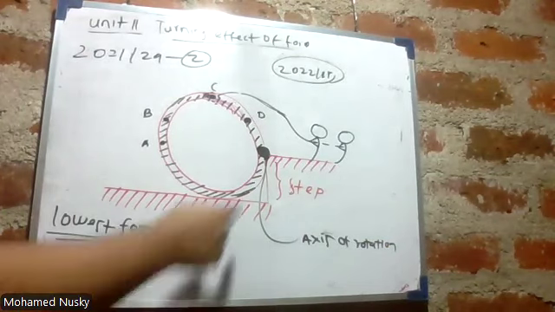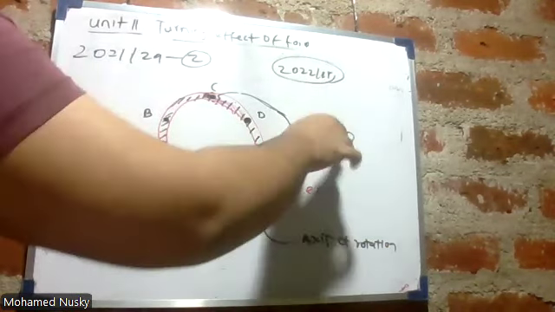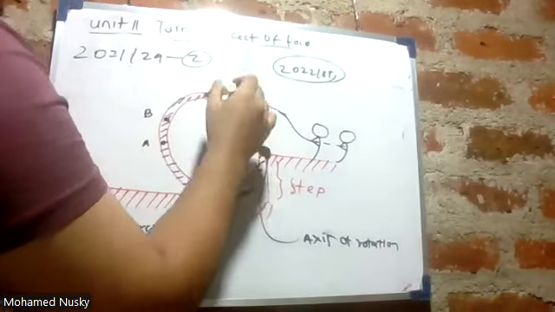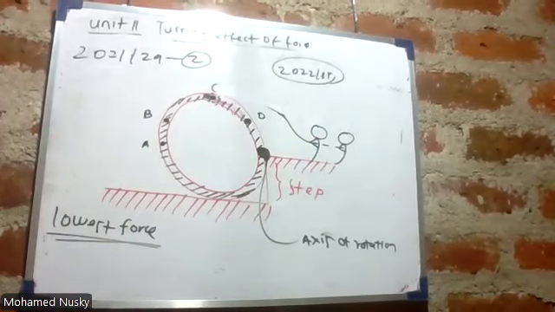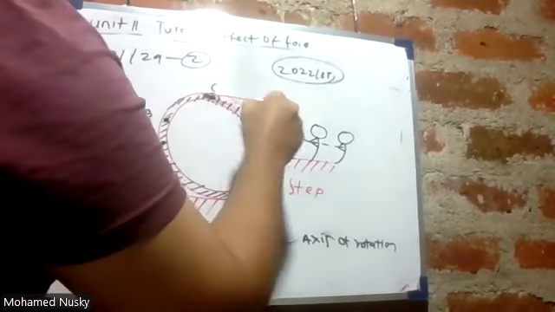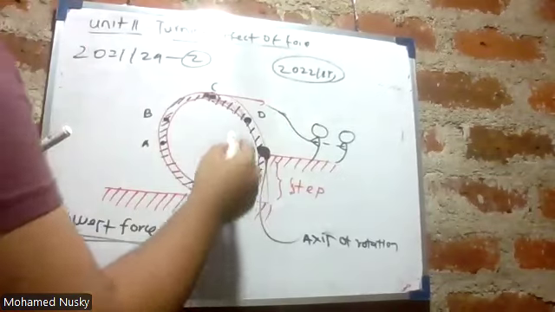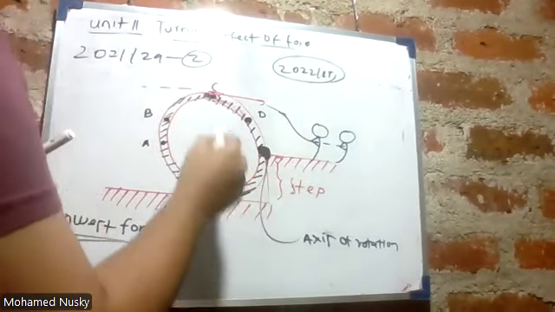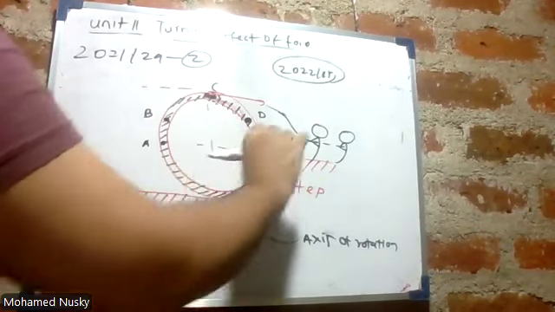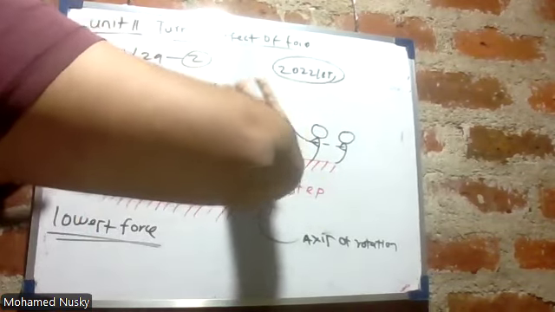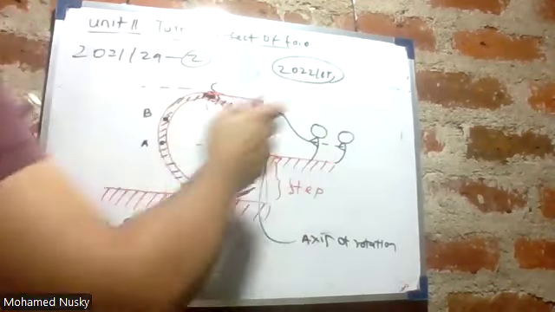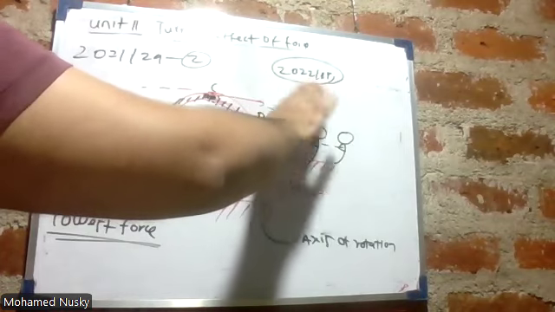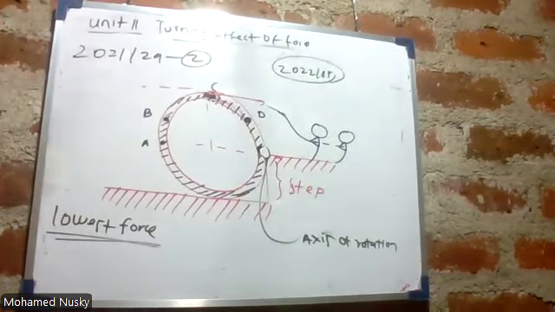So from the axis of rotation, I'm going to give a force here. If I apply a force with the string, a force is going to be applied like this. Therefore, this is the line of action of the force, and this is the axis of rotation. And then from this axis of rotation, a clockwise moment will be created.